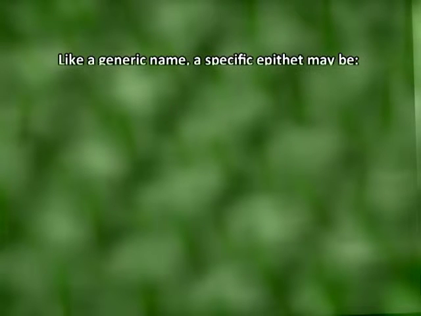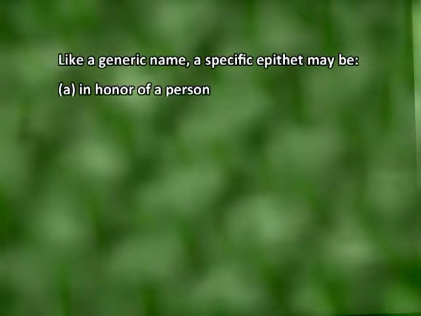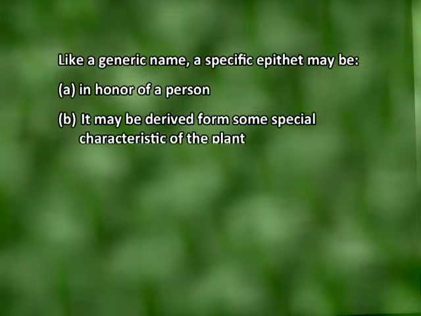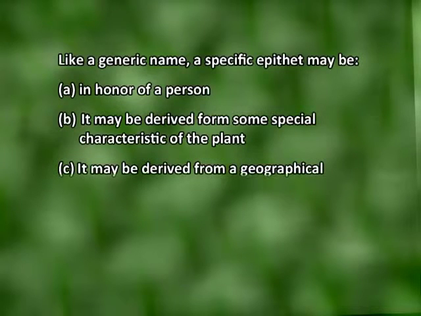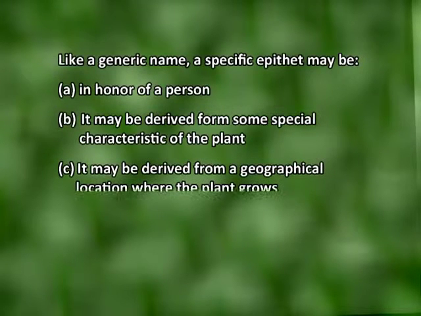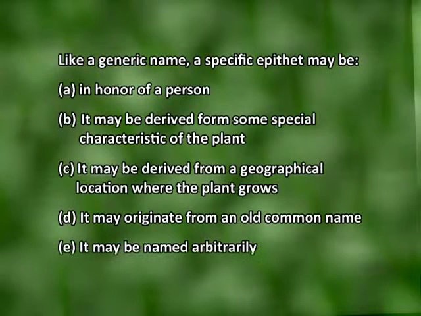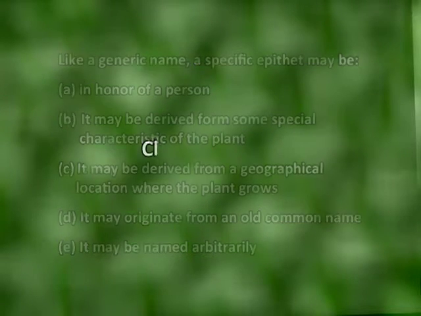Like a generic name, a specific epithet may also have several origins. Number 1, it may be in honor of a person. Number 2, it may be derived from some special characteristic of the plant. Number 3, it may be derived from a geographical location where the plant grows. Number 4, it may originate from an old common name. Number 5, it may be named arbitrarily.